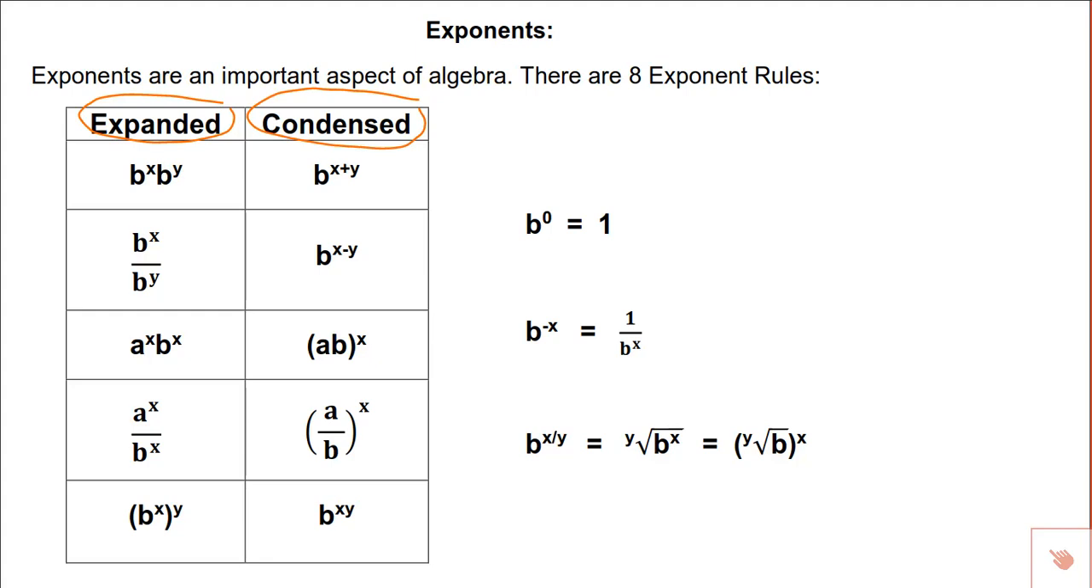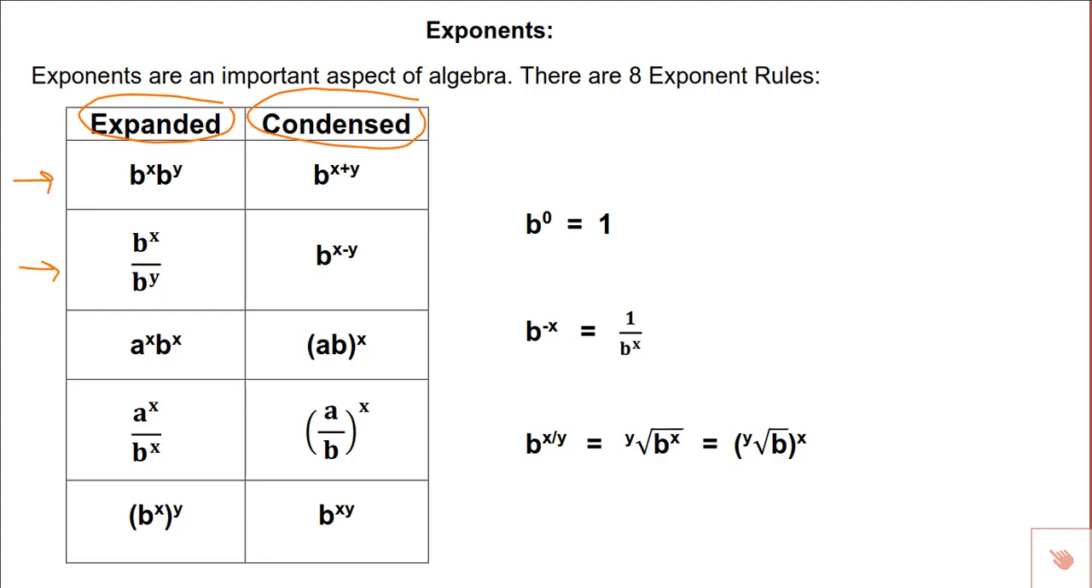In the first rule, we have a base raised to the power of x times that same base raised to the power of y. Because you have 2 terms that have the same base being multiplied together, we can condense that into a single base and add the exponents. Similarly, if you have a base to the power of x divided by a base to the power of y, 2 expressions with the same base with 2 different exponents being divided, you can condense it into a single base and subtract the exponents, top minus bottom.